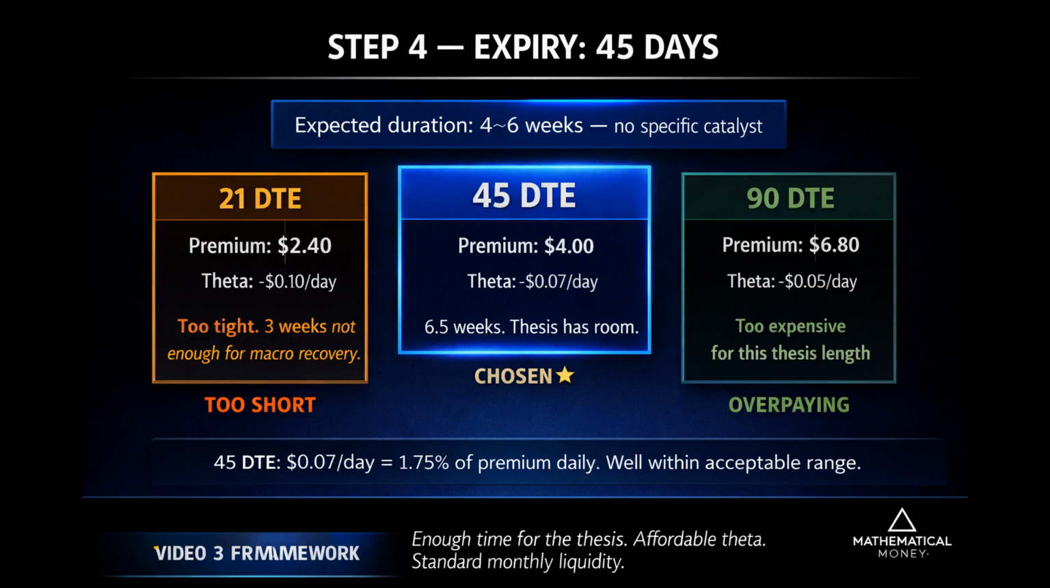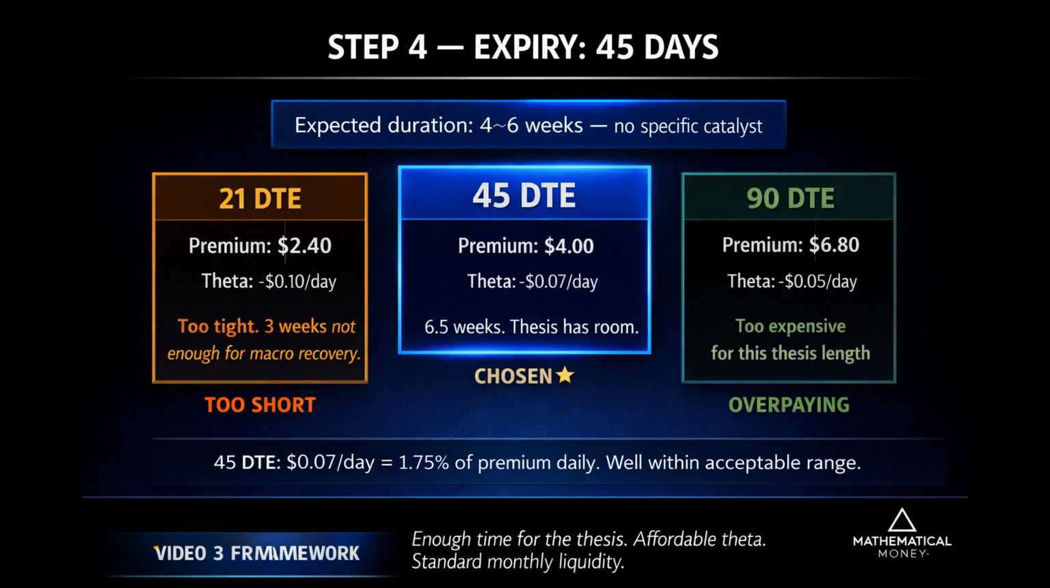Step 4. Expiry selection. The thesis is based on a macro recovery and a stock rebound, not a specific catalyst event. The expected time frame is 4 to 6 weeks. Applying the framework from video 3, a medium-dated expiry of 30 to 60 days. You want enough time for the thesis to develop with manageable theta. 45 days to expiry, the next standard monthly expiry, is the right choice.